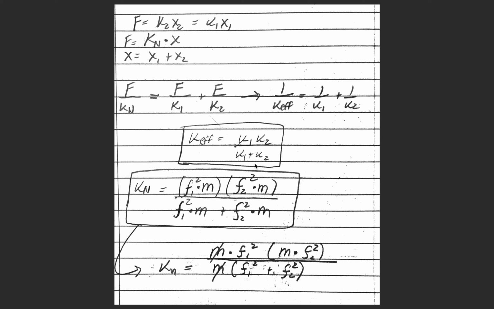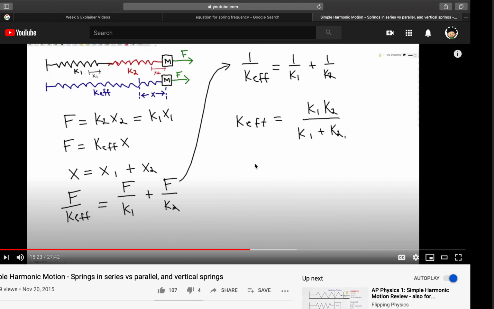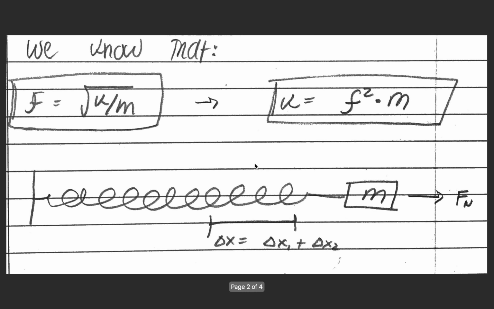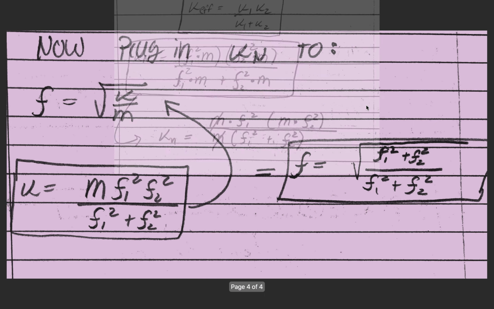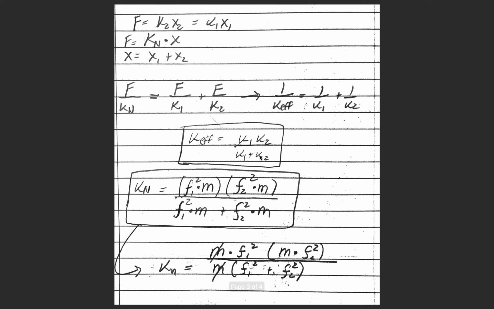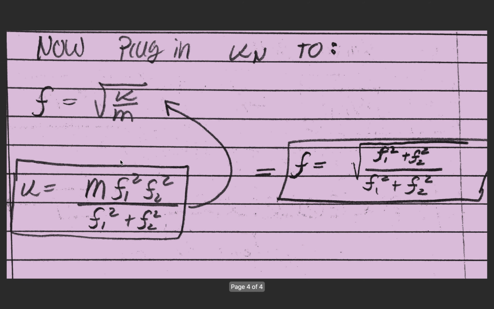And then using this equation, we know K is equal to the frequency squared times mass. So we're going to use that right here. This K is equal to the frequency 1 squared times the mass, and this K is equal to frequency 2 squared times the mass, and then down here same thing. So from here we can just factor out one of the masses from the bottom and then cancel out one of the masses, and then we're just going to rewrite this K in the equation.